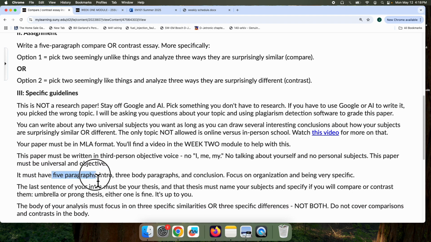I mentioned this already. It's a 5-paragraph essay because every paragraph has a job to do. I don't count words, I count paragraphs. So you have an introduction, 3 body paragraphs, which actually aligns with the 3 surprising similarities or differences, and then a conclusion. You do the math on that and you come up with 5 paragraphs. And you're going to work on tight organization and very specific explanations and examples. You write a thesis statement. That's the most important sentence in any college level essay. And you want to make it the last sentence of your introduction. That thesis statement will name the 2 subjects you're going to cover, and it'll make it clear whether you're doing compare or contrast. Now, prong or umbrella, go right ahead and pick whatever works for you, works for me.